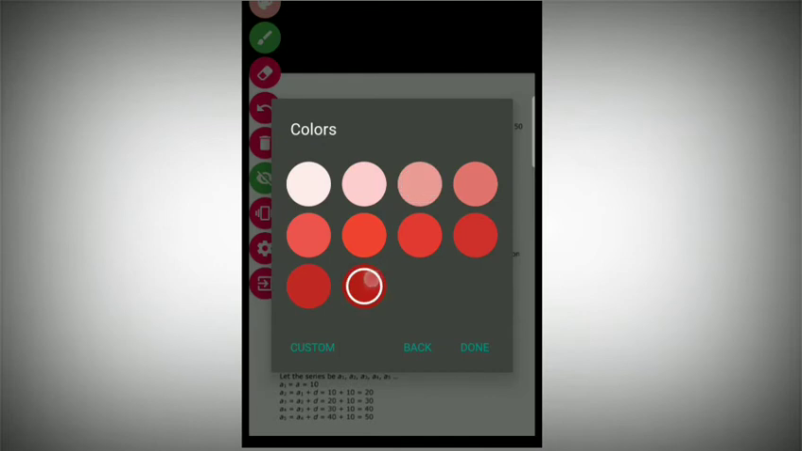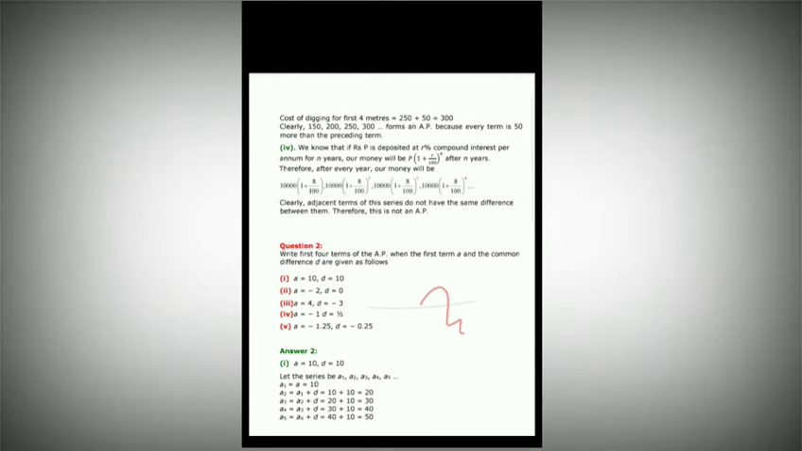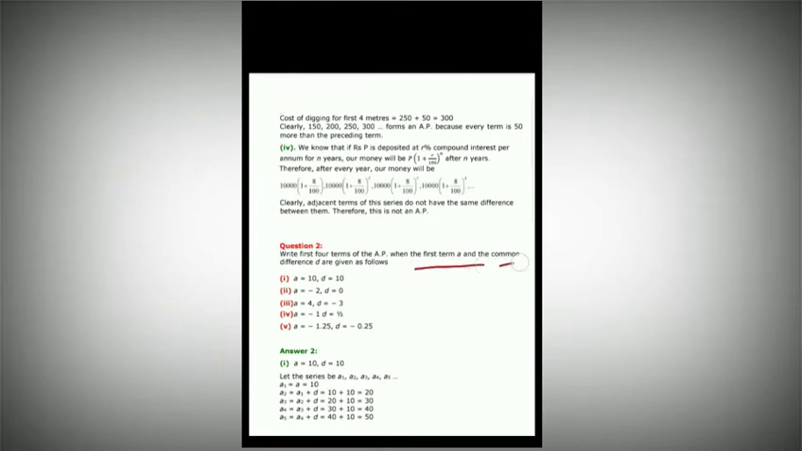Please wait for a time, student. Okay, now the second question written here: write the first 4 terms of the AP when the first term A and the common difference D are given as follows.